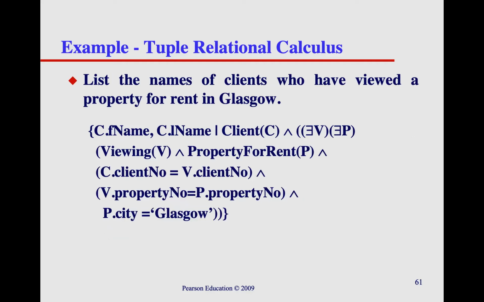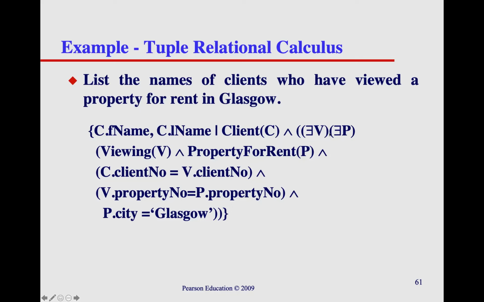Okay, and then this is a three-way. I believe this is a three-way. Yes, this is a three-way join, but it's still a semi-join in the sense that I only want to see the results from the client. So I want to list the name of clients who have viewed a property for rent in Glasgow, but I only care about the client. So I'm going to have to make V and P. I'm going to do a join of C with the viewing and property for rent relations, but since I only want details from the client, client's the only free variable, and I've bound V and P.